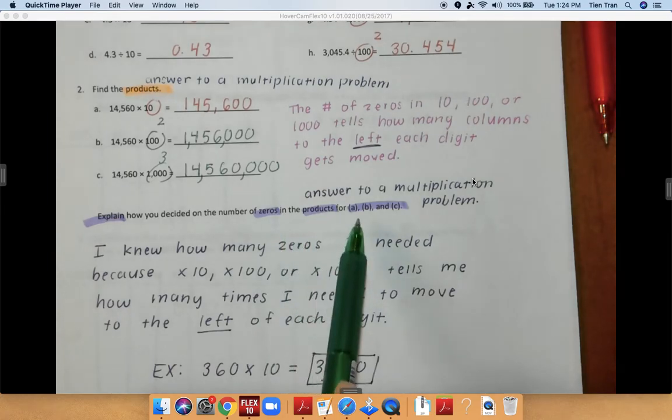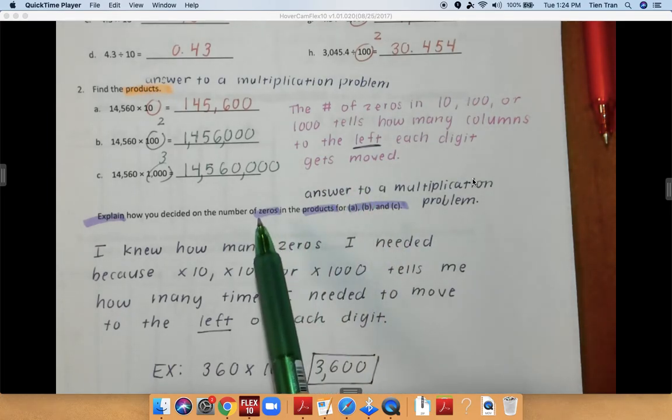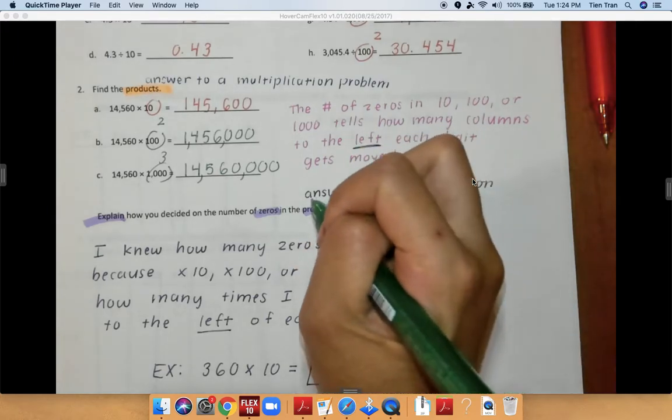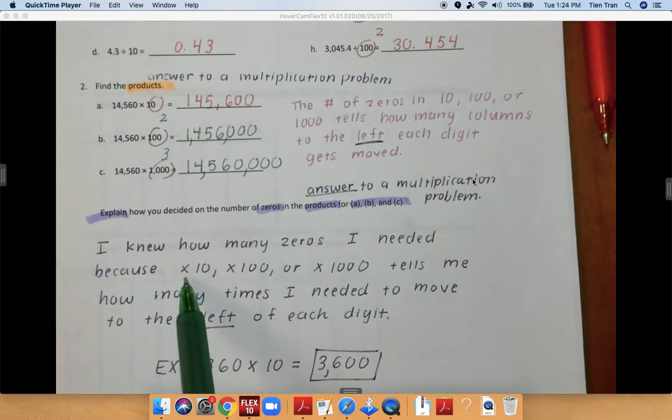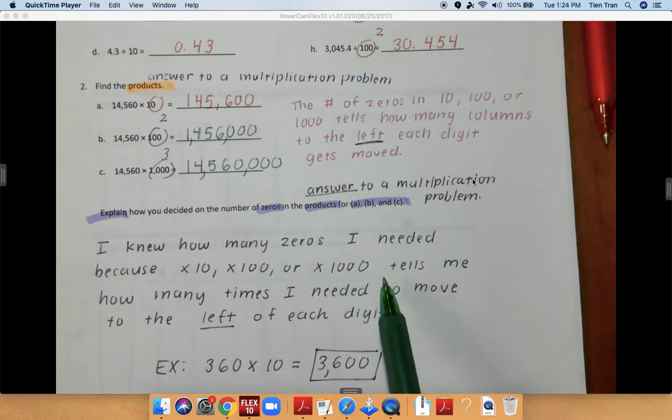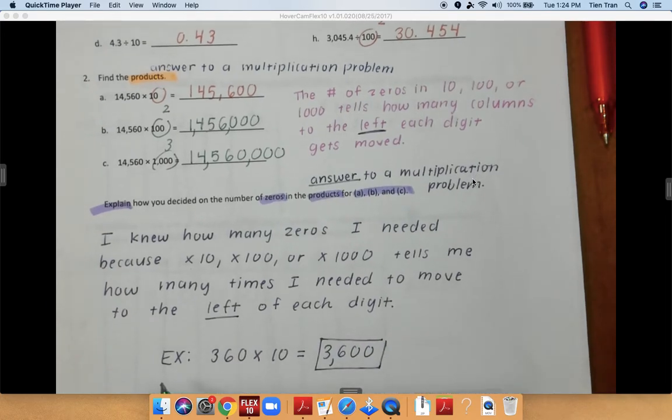Now, for the bottom right here, it says, explain how you decided on the number of zeros in the products for A, B, and C. Product again means the answer to a multiplication problem. I knew how many zeros I needed because times 10, times 100, or times 1000 tells me how many times I needed to move to the left of each digit. An example, EX means example. 360 times 10 is equal to 3,600.